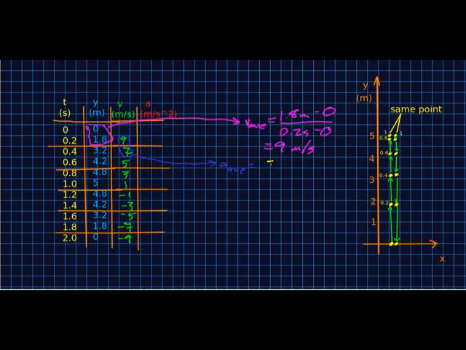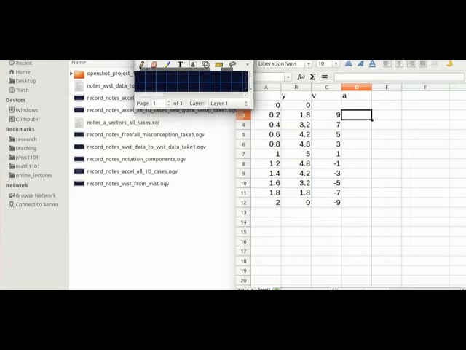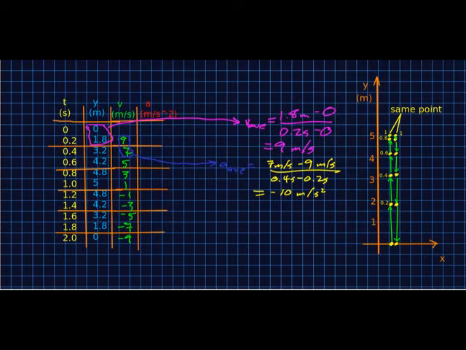So I've got a 7 meters per second, that's my VF, minus 9 meters per second, that's my VI, over again a 0.4 seconds minus 0.2 seconds, there's my delta t. And if you do that out, you'll find that comes to negative 10 meters per second squared. And I'm going to redo that over here in the spreadsheet. So, and I'll just say before I do that, I'm going to enter that into here. And we'll come back and think about that in a moment.